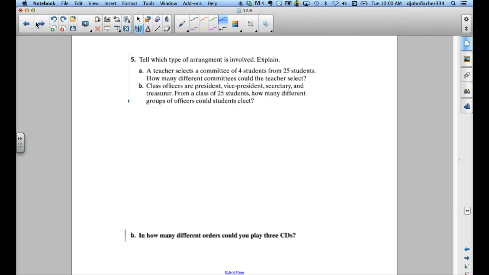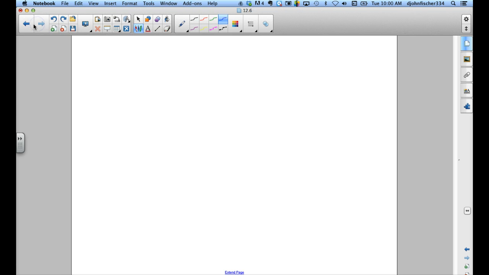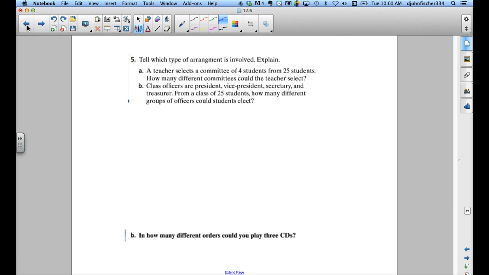Now, let's look at this one. One more problem, I think. This is the last page, I believe. Yep. Tell which type of arrangement is involved. A teacher selects a committee of 4 students from 25. How many different committees could the teacher select? So we're not even finding the answer, just what type. This would be a combination, because it doesn't matter which 4 students she selects.